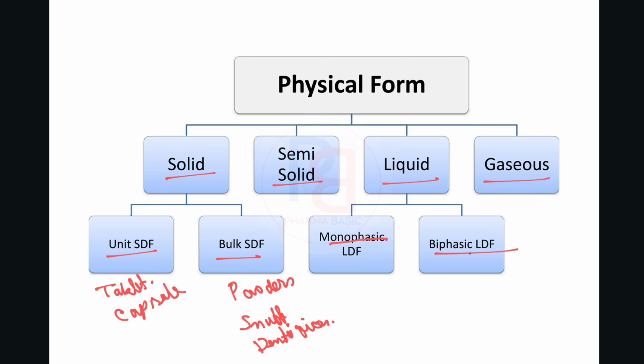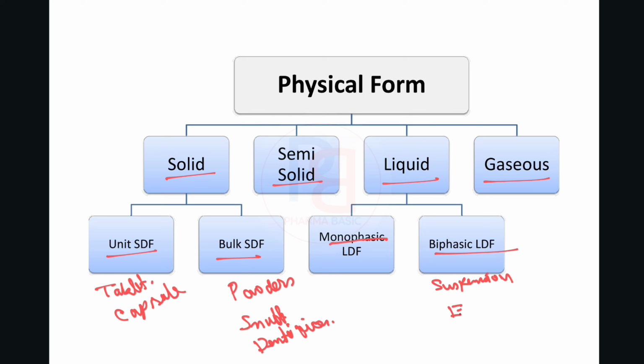Monophasic liquid dosage forms are syrup, drops, elixirs, linctuses. These are the monophasic liquid dosage forms. Now coming to the biphasic liquid dosage forms. There are two of them: suspension and emulsion.